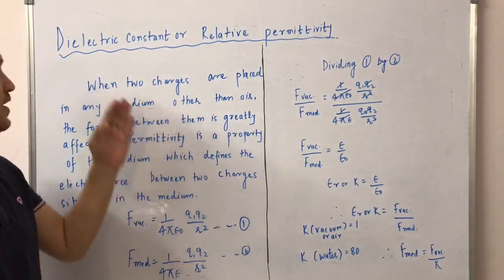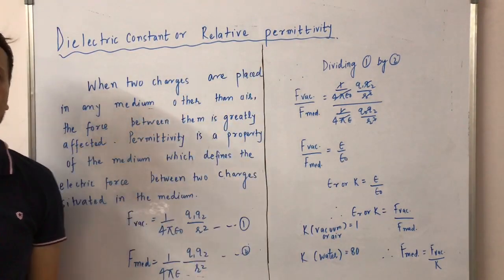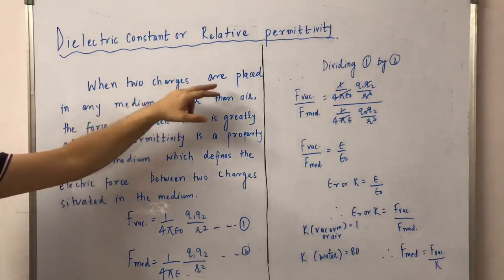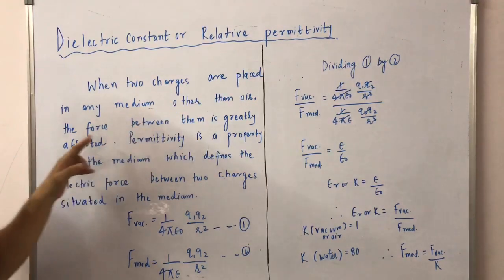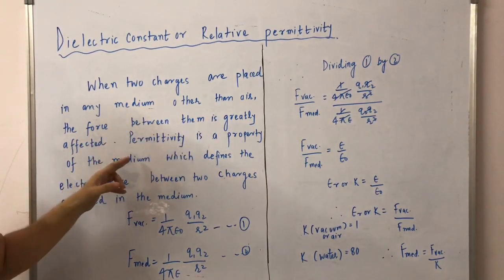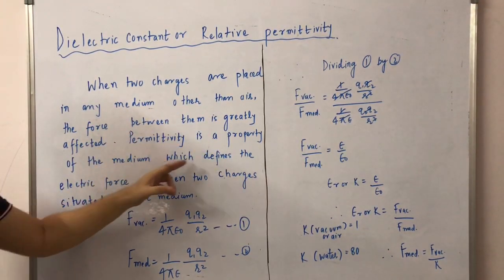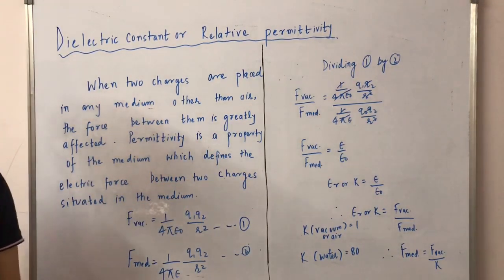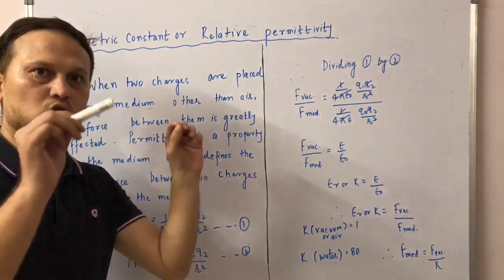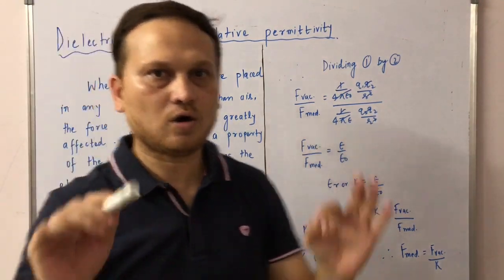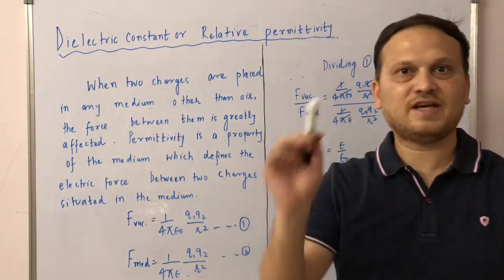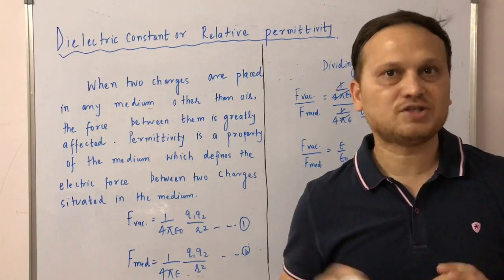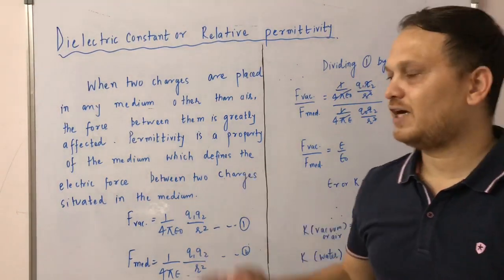Our next topic is dielectric constant or relative permittivity. This one is very, very important, as when two charges are placed in any medium other than air, the force between them is greatly affected. Permittivity is a property of the medium which defines the electric force between two charges situated in the medium. What does it mean? It means when two charges are placed in air or vacuum, and then you place the same charges at the same distance in another medium other than air or vacuum, their force will change. So that will be affected.